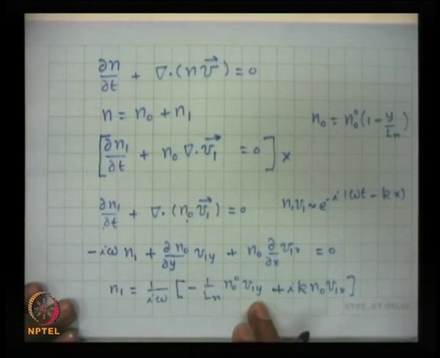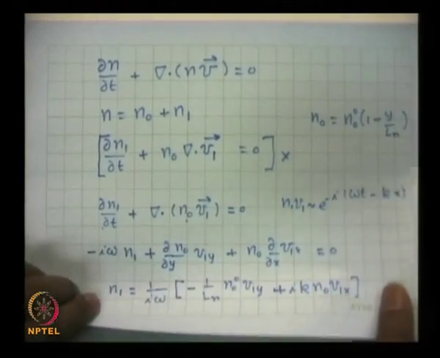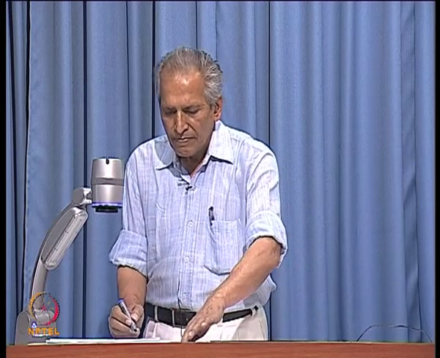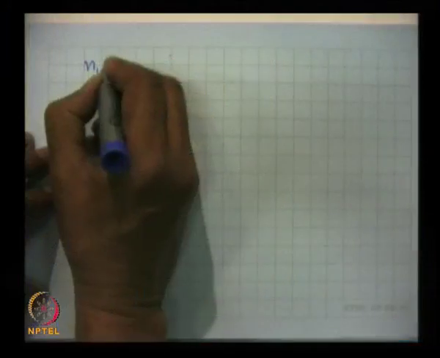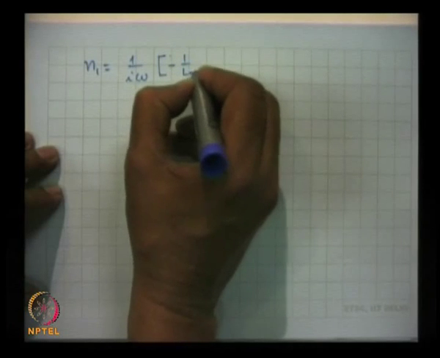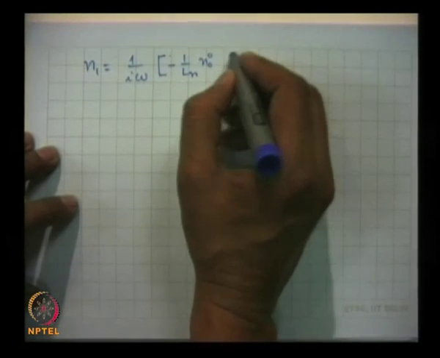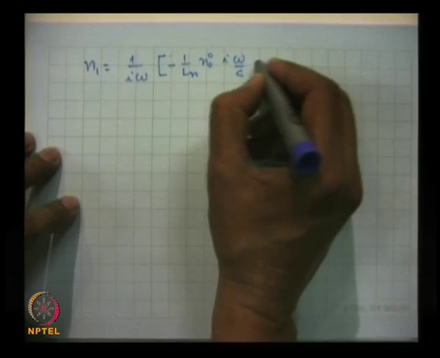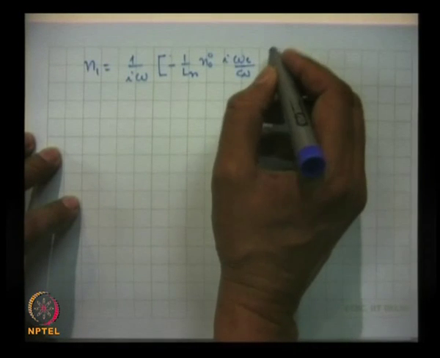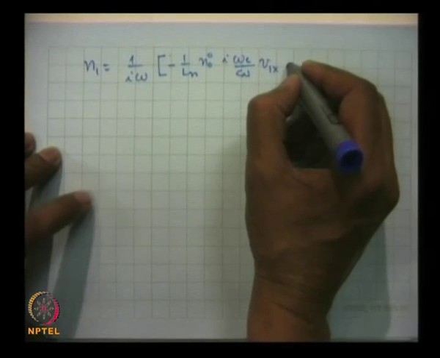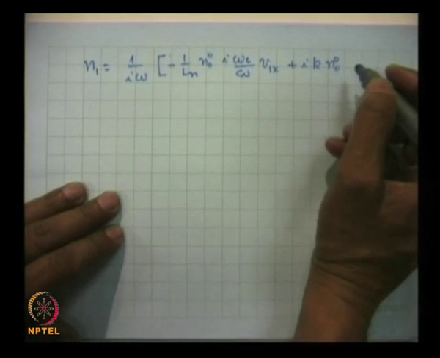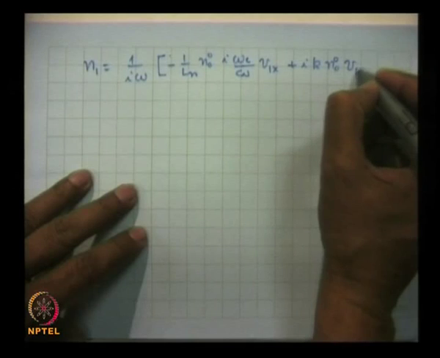Now, I will put the values of V1y and V1x, and we obtain, if I put the value of V1y, let me just write this, N1 is equal to 1 upon i omega, within this will be minus 1 upon Ln N00, and this is i omega c by omega rather, into V1x plus ik N0, N0 I can write directly as N00 of the order of, into V1x.